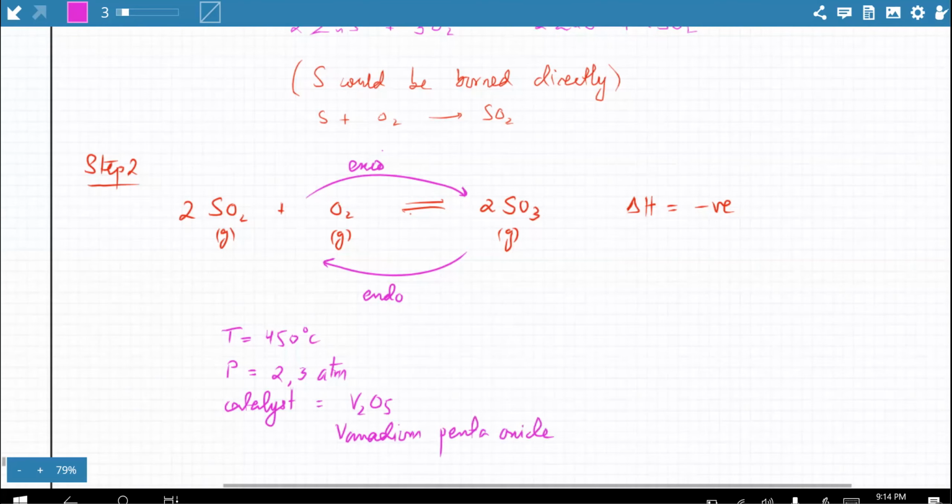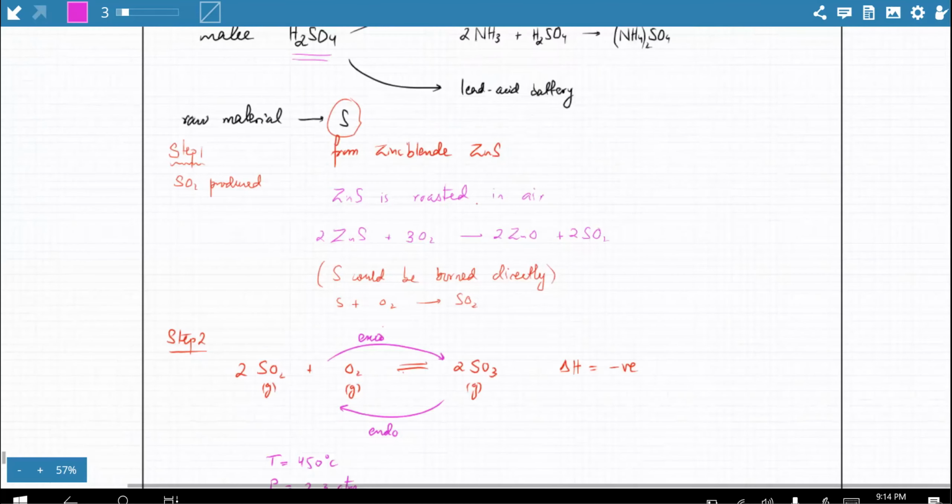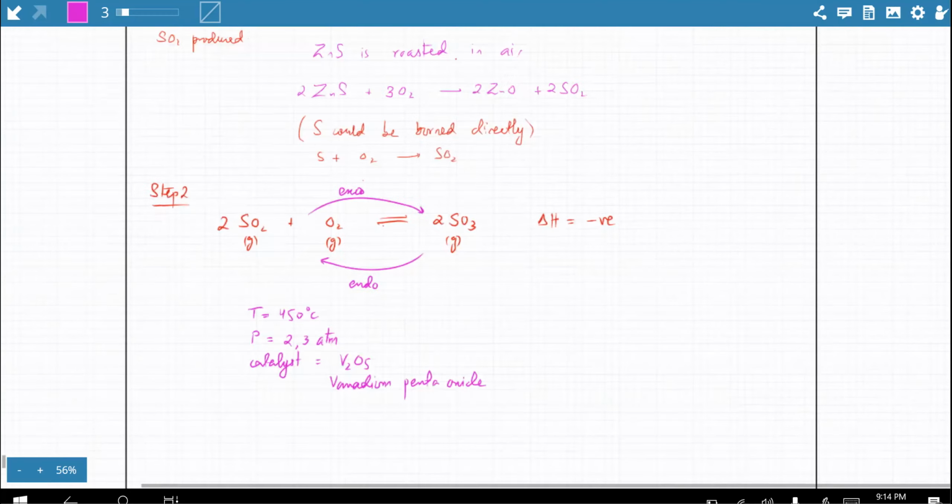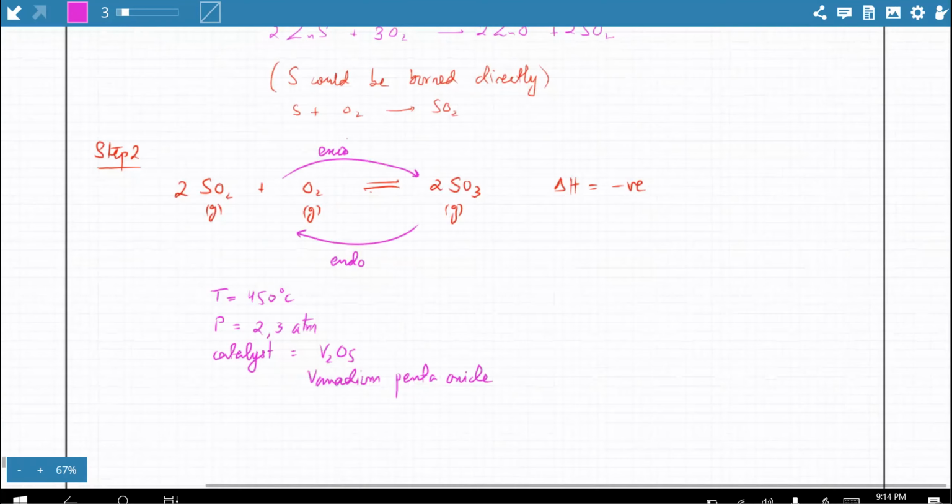So again, I repeat the steps for making sulfuric acid. The first thing is to find sulfur, burn it and produce SO2. Once you get SO2, you move to step number two. You burn SO2 again, but this is not really burning because it's a very difficult reaction. It requires some very specific conditions, and remember those conditions. Plus, it's a reversible reaction, which means you would have to make it go in the forward direction.